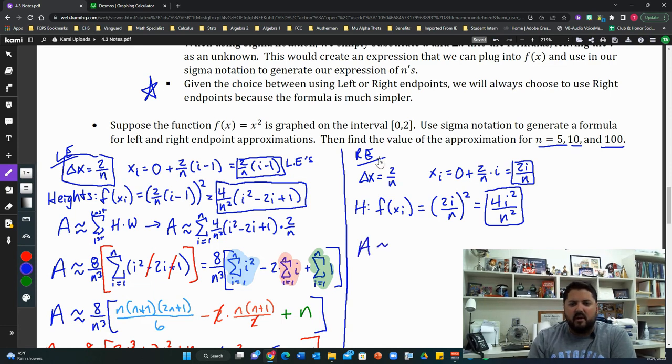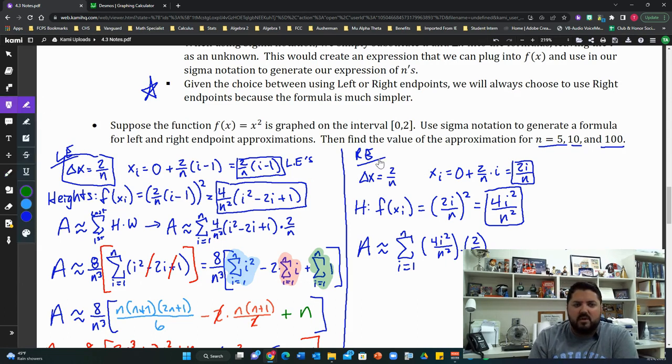So now if I set up my area formula, again, this will be the sum from i equals 1 to n of my heights times my widths. My height formula is 4i squared over n squared times my width formula, or delta x, which is 2 over n. And just like before, I still have a 4 over n squared and a 2 over n factor in there. So really the only thing left inside that's going to stick around this time is this i squared. All these other things can be combined and moved out in front.